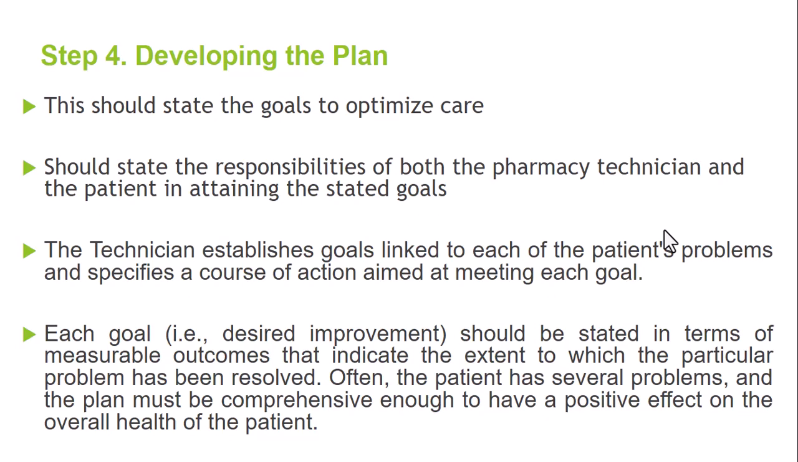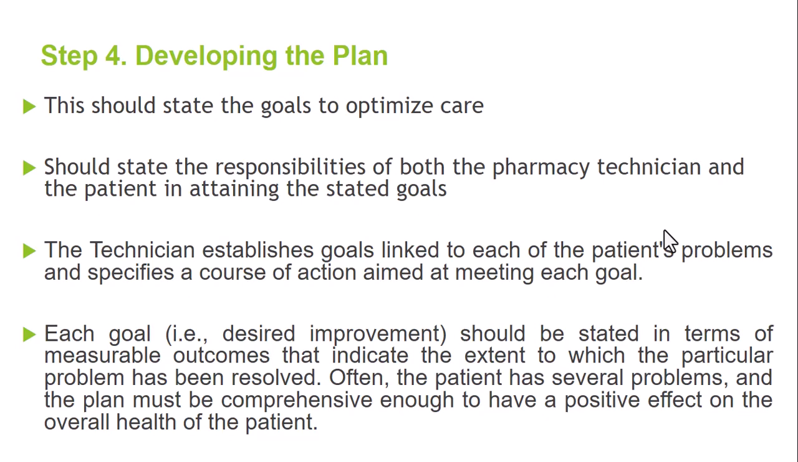So the technician establishes goals linked to each of the patient's problems and specifies a course of action aimed at meeting each of the goals. So each goal or desired improvement should be stated in terms of measurable outcomes. Like things should be possibly done, they should be in position for you and the patient to do. There are some things that are not measurable, and the outcomes are not measurable. Like, they cannot happen, they cannot exist.